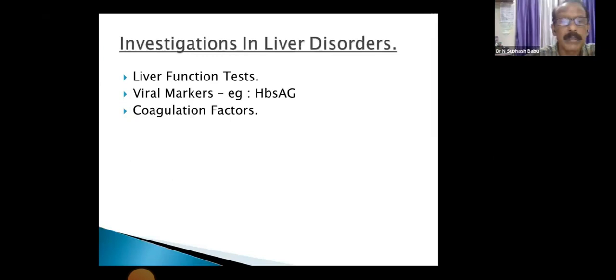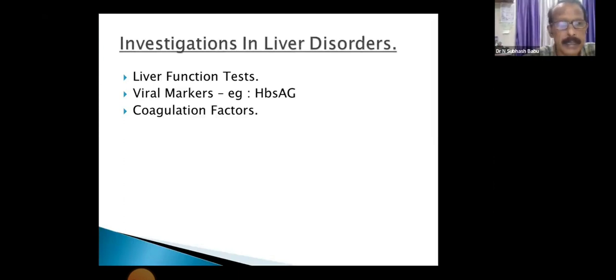So GGT also is an important test in relation to hepatocellular damage. So you can write SGOT, SGPT, and GGT, gamma GT, gamma glutamyl transferase. So these are the three tests that you have to write in the transaminase level.